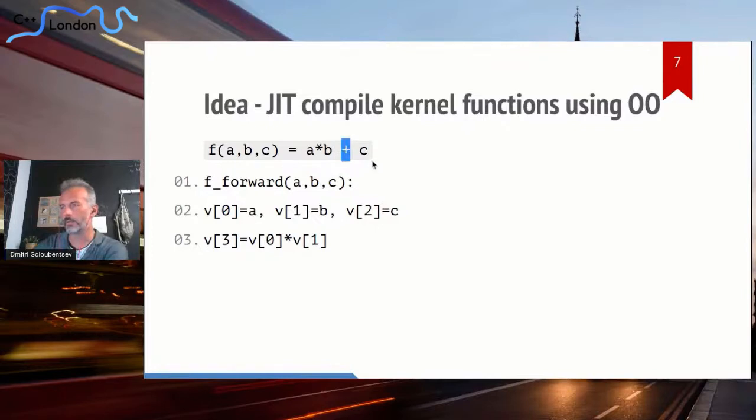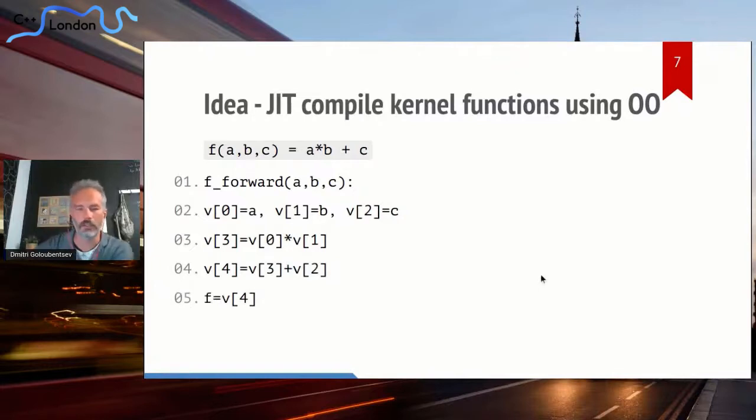Next, we execute plus, and the plus will do similar work. It will create a new element inside vector v. What I mean by create is that it simply reserves the position inside v. It will take the value at index 3 and add c together, and this is our result.